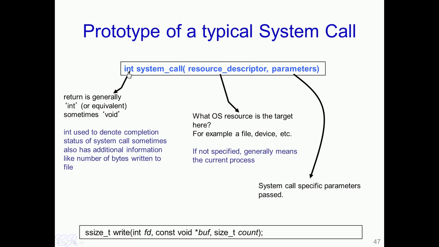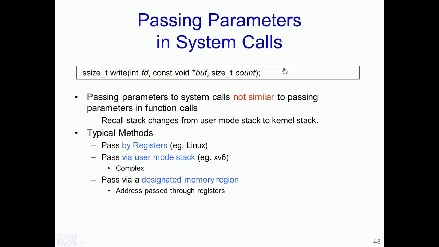So, system calls on the other hand work very differently from function calls. As we have seen, system calls invoke the kernel by the int 64 instruction, as in the case of xv6. So, how are the parameters such as the resource descriptor and the other parameters passed to the kernel? Essentially there are three ways of doing so. The first is pass by registers, which is typically done in Linux.